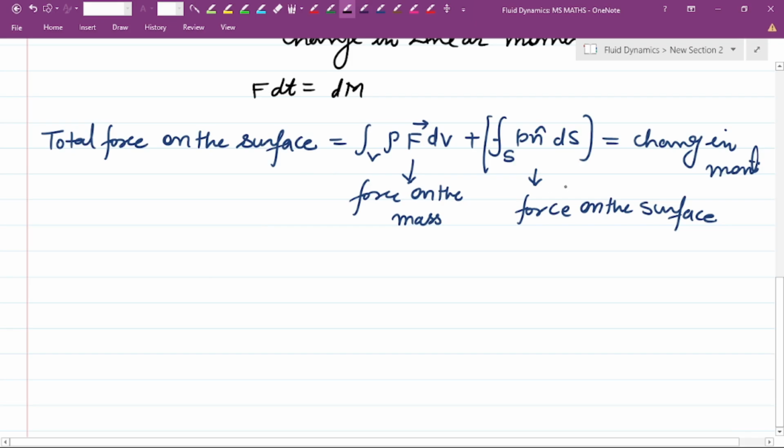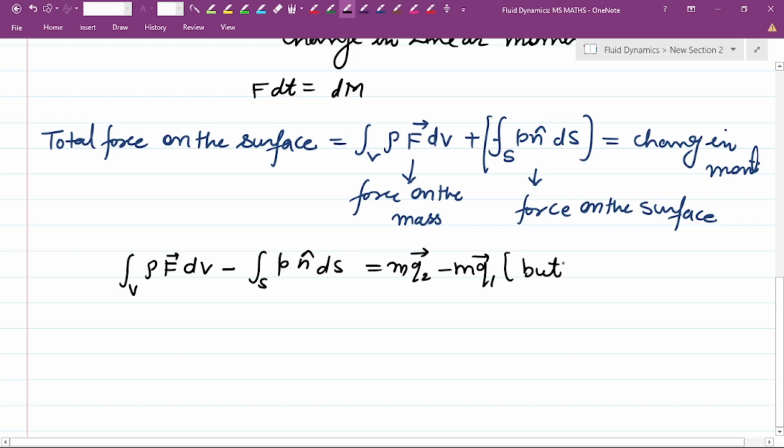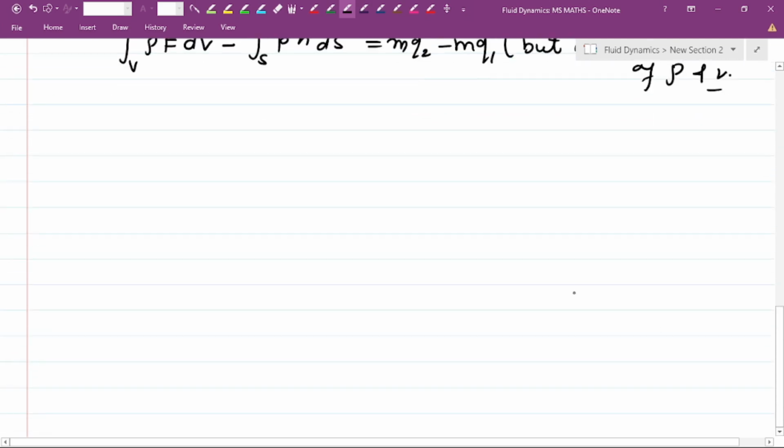Then we can write, this is my F, that is basically the integral of rho F vector dV minus the integral over S of p n cap dS is equal to m into change in velocity. The linear momentum change is basically m q2 vector minus m q1 vector, but we need it in terms of rho and V. We have not V here, it means volume here.